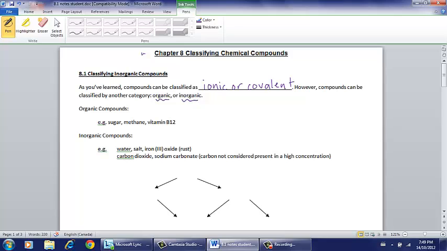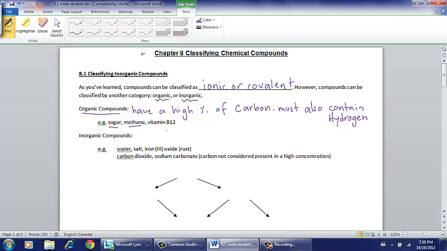Organic compounds are compounds that are based on living things or come from living things, and they have a high percentage of carbon, and that's determined by mass. So they have a high percentage of carbon by mass, and they must also contain hydrogen. Examples of organic compounds are things like sugar, methane, and vitamins.